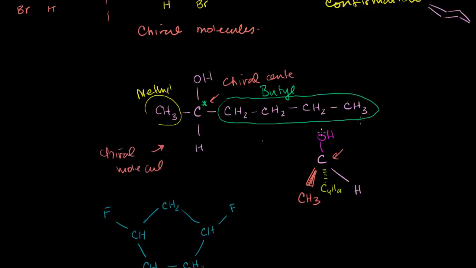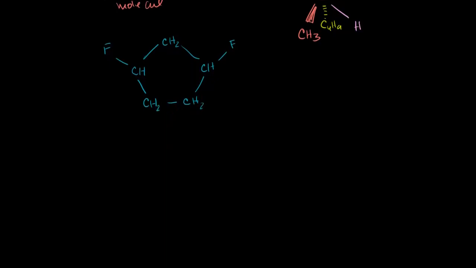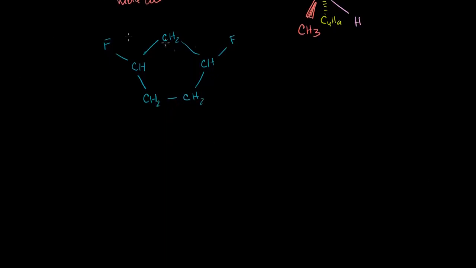Now let's look at this blue example right here. And just so we get a little bit of review, if we wanted to name it, we could start at this fluorine right there. 1, 2, 3, 4, 5. This is 1,3-difluorocyclopentane. So that was a nice review of naming.